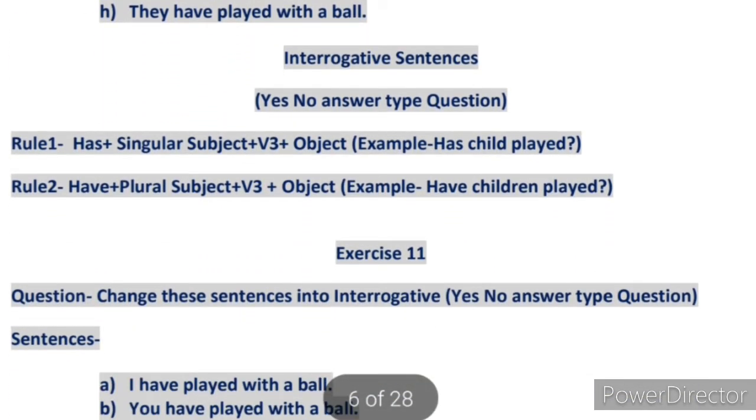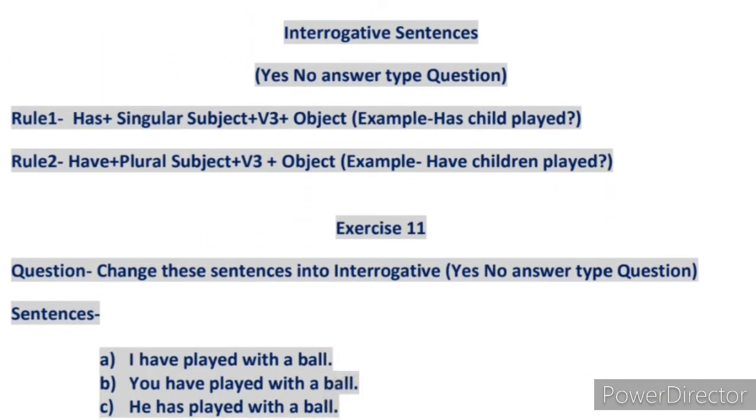So next is interrogative sentences, yes or no answer type, first one. For this, the rule is, has will be there in the beginning. We will pick the has or have, keep it in the beginning, the rest will be the same, and we will add a question mark at the last.